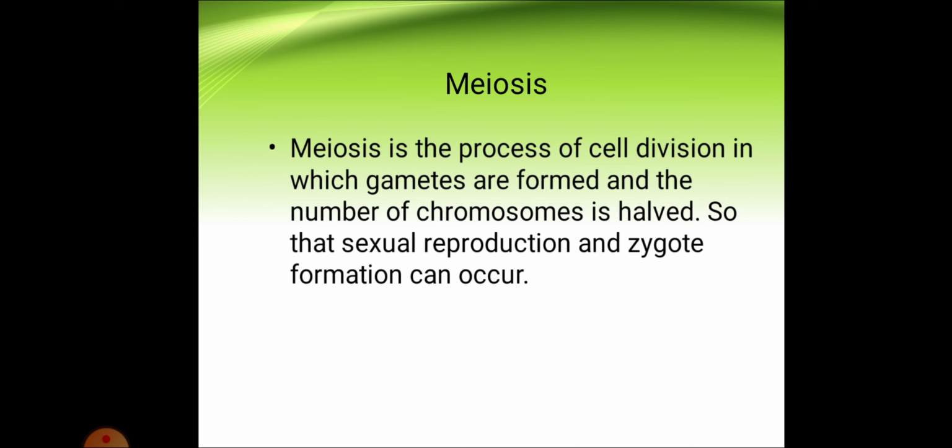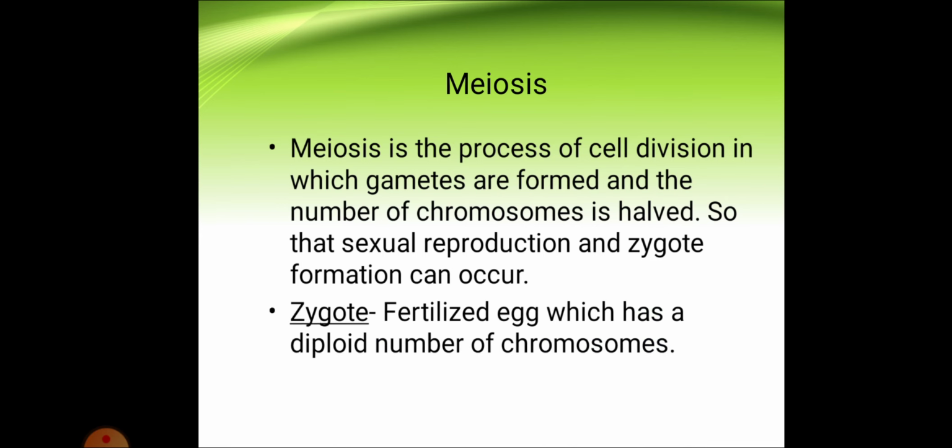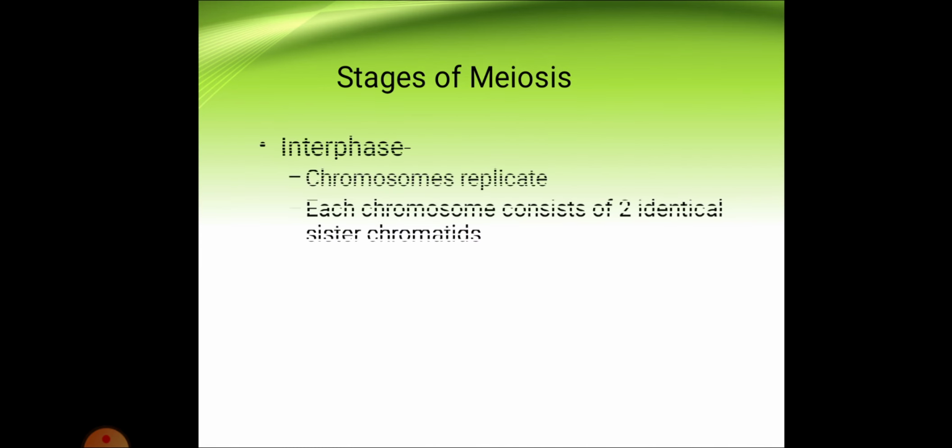So, for the stages of meiosis, the zygote, ang meaning po ng zygote is fertilized egg which has a diploid number of chromosomes. So let's go through sa atin pong topic, the stages of meiosis. First is the interphase, which makikita po natin is chromosomes replicate. Dyan po yung maduduplicate o marireplicate ang chromosome. Each chromosome consists of two identical sister chromatids.